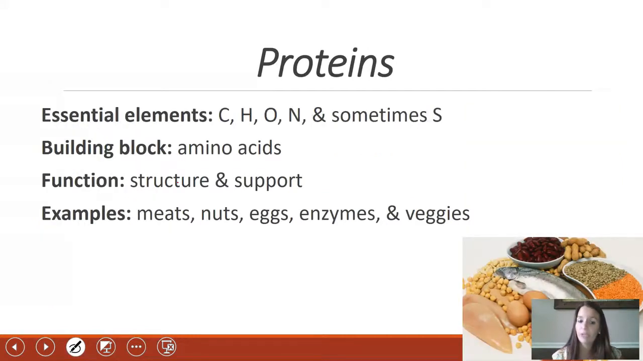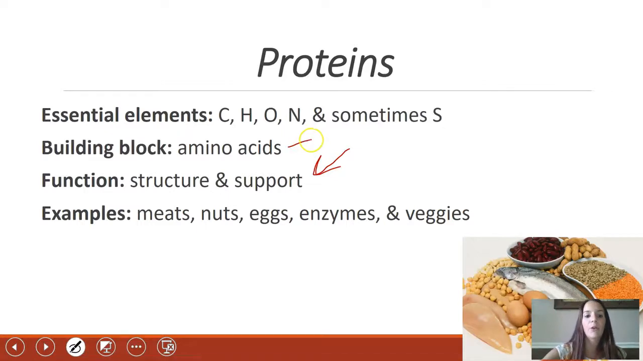Now on to protein. If you're into fitness at all, you know that protein is important. The function, of course, is structure and support. Imagine your bones, your arms and your legs, if you didn't have any muscle on your body. That would be horrible, right? You couldn't use them, they wouldn't move very well, it'd be really hard for you. So, of course, our proteins are very important for our body support.